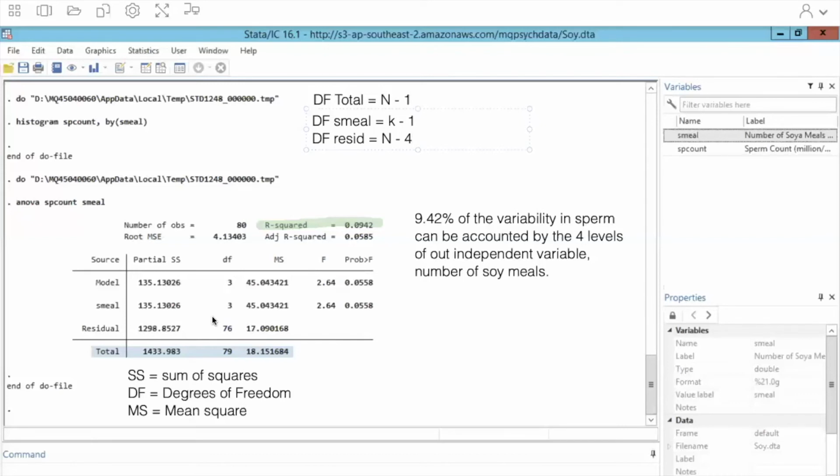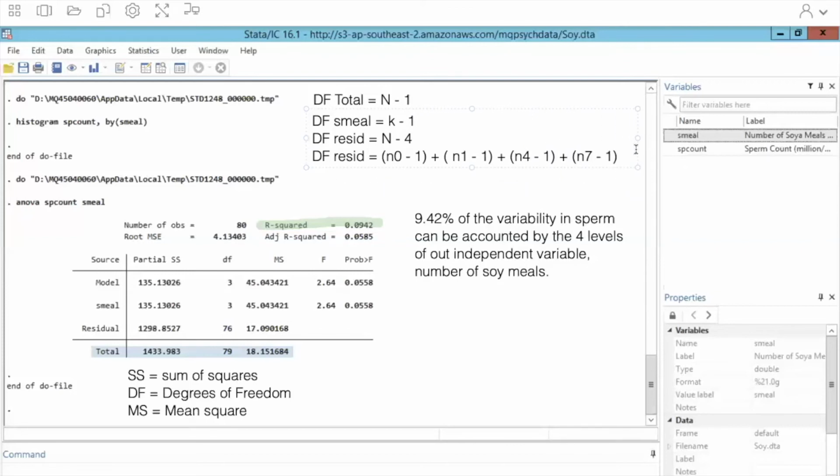Now, there's another way that you can come to that. Degrees of freedom residual can also be little n, meaning the number of observations within each group. So little n for 0 soy minus 1, plus little n for 1 soy minus 1, plus little n for 4 soy minus 1, plus little n for 7 soy minus 1. You'll get to the same answer, or to the same degrees of freedom there.